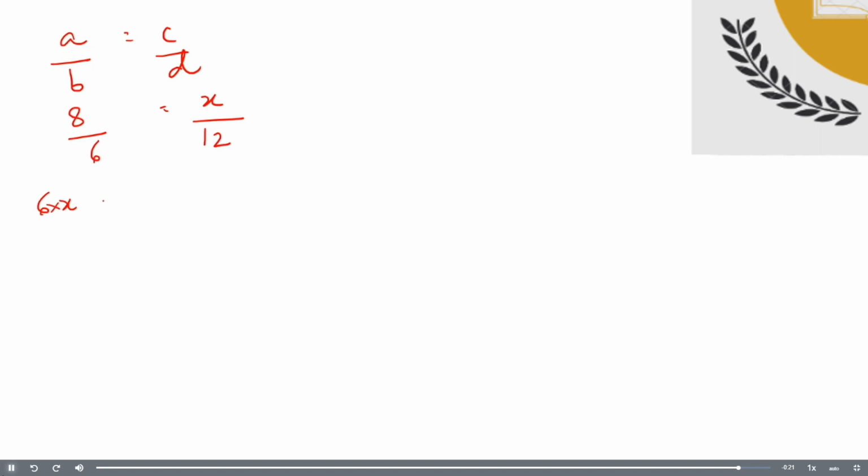Six into X is equal to 8 into 12. 6X is equal to 96. X is equal to 96 by 6. X is equal to 16. So the third proportion is equal to 16.